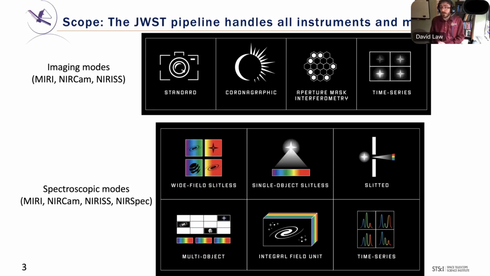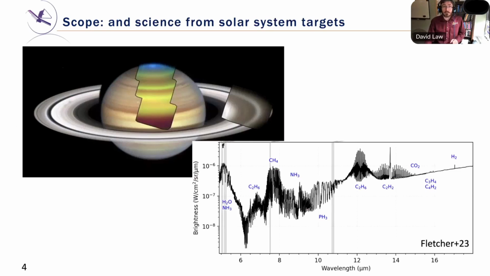It has a wide number of spectroscopic modes as well, ranging from traditional slit-type spectroscopy all the way through multi-object, wide-field slitless, and even integral field unit spectroscopy. So the Webb pipeline handles all of these things, although it splits off into various different submodes according to what exact kind of data you're trying to process.